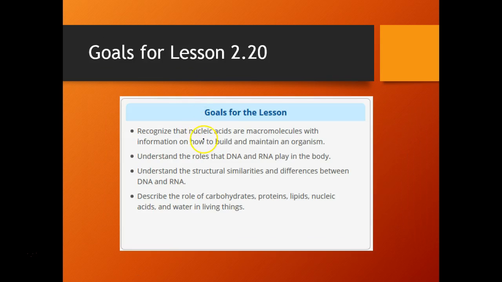The goals for this lesson are that you'll be able to recognize that nucleic acids are macromolecules with information on how to build and maintain an organism. You'll be able to understand the roles that DNA and RNA play in the body, and you'll be able to understand the structural similarities and differences between the two different types of nucleic acids, DNA and RNA. And lastly, remember our overarching goal, which is to describe the role of carbohydrates, proteins, lipids, nucleic acids, and water in living things, and we'll be focusing on nucleic acids.